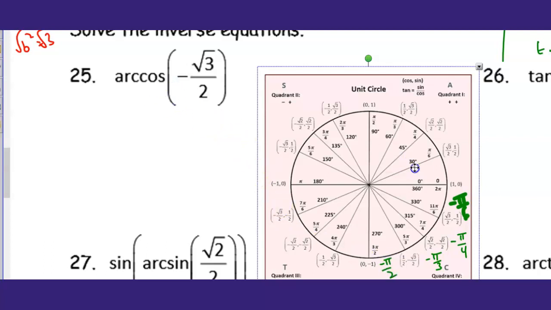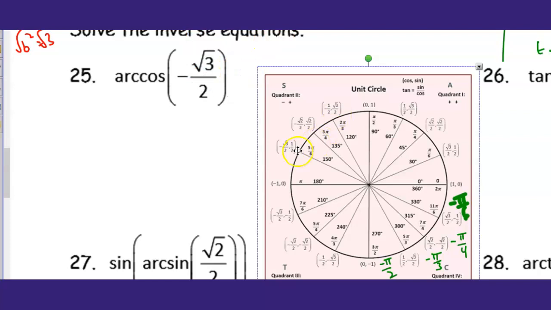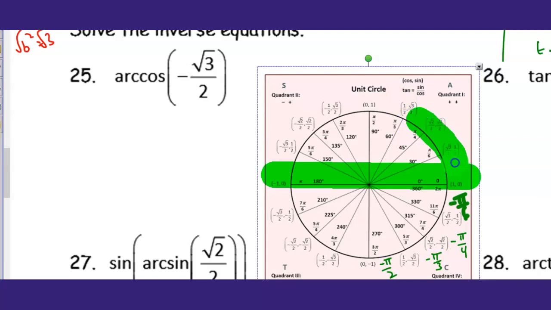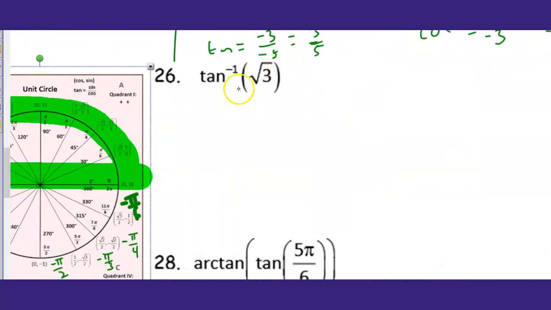Arc cosine. Well, remember, arc cosine is the top half. Alright, it's just the top half, so just this part. So, let's see here. Negative 3 pi over 2. Remember, cosine is your x value. So where is this next value? Negative 3 pi over 2 right there, which is this value right here, 5 pi over 6. There you go.